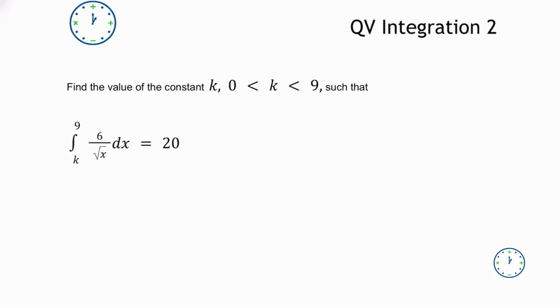Okay, so in this particular question, we're being asked to find the value of the constant k. We know it's somewhere between 0 and 9, and we know the integral from k to 9 of 6 over root x dx is going to be equal to 20.